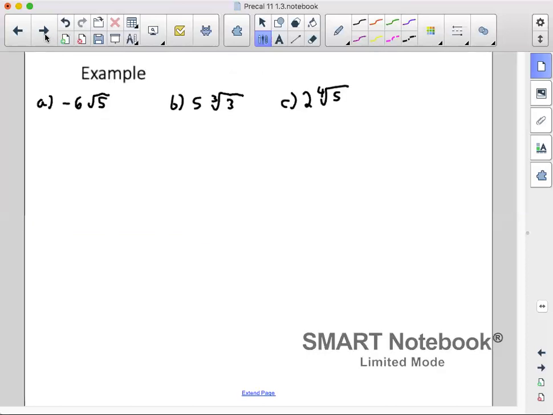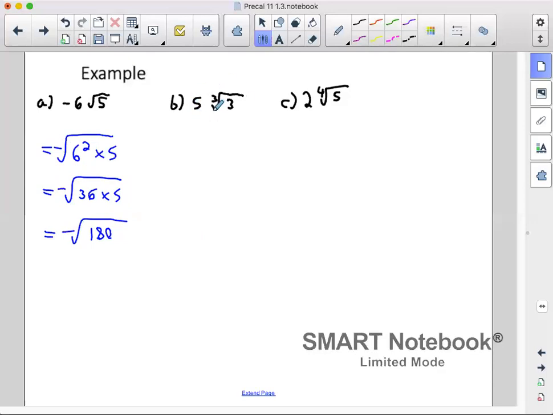So we have a few examples. We've got -6 root 5, 5 cube root of 3, and 2 fourth root of 5. Now when we do this, if we have a negative in front, we leave the negative in front, or else it will disappear at times if we have an even value root. So because this is a square root, we want to square the 6. So we get 6 squared times 5. So that would be the square root of 36 times 5, which gives us the root of 180. Now we did have a negative in front, so it still needs a negative in front.